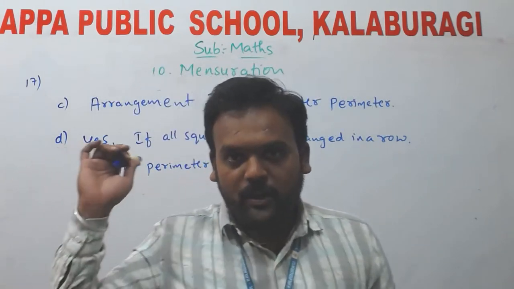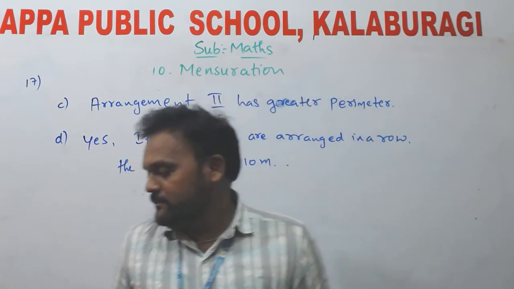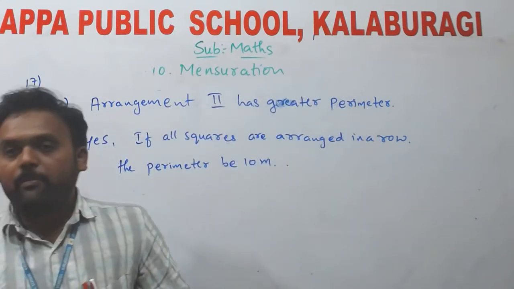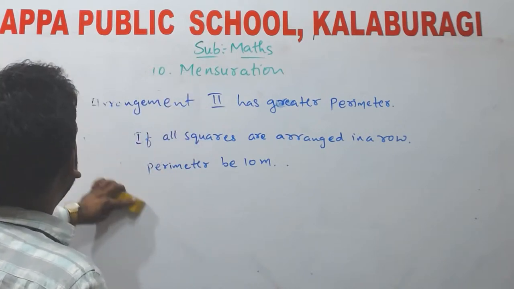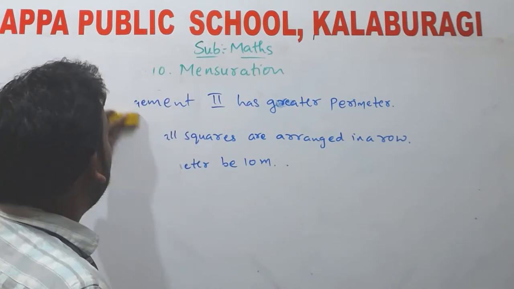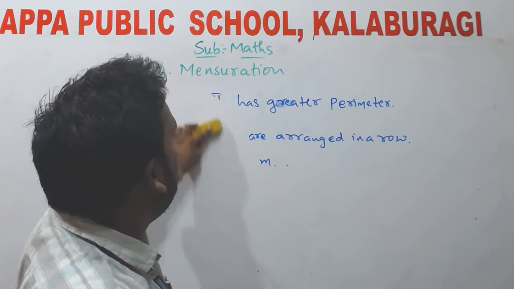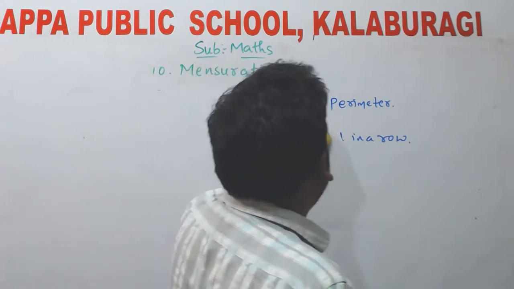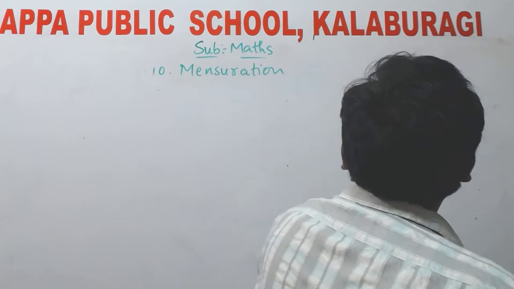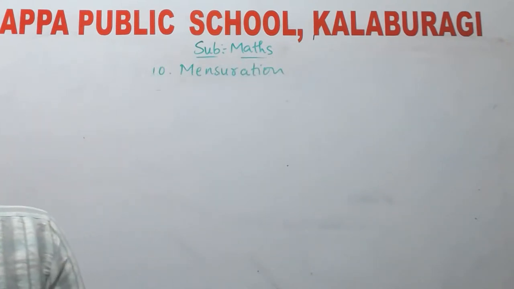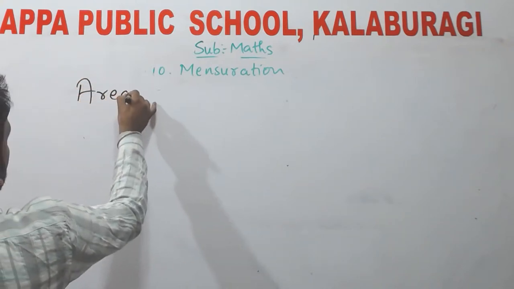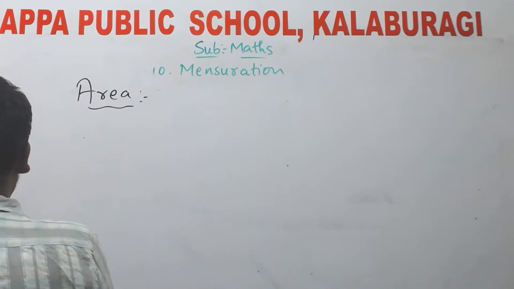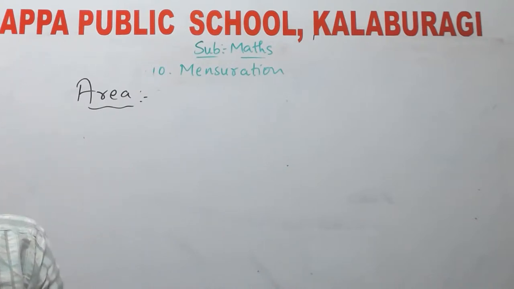I hope you all understood. Yes? We'll discuss the next topic. In the mensuration chapter, we completed the first exercise, that is 10.1. Now we'll discuss the second topic in this lesson. The name of this topic is area. Okay? Area.